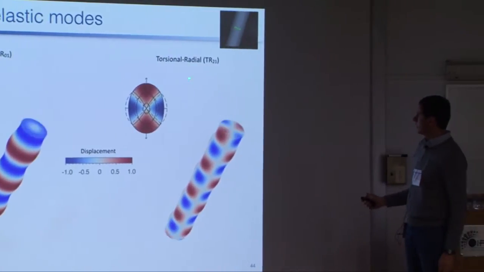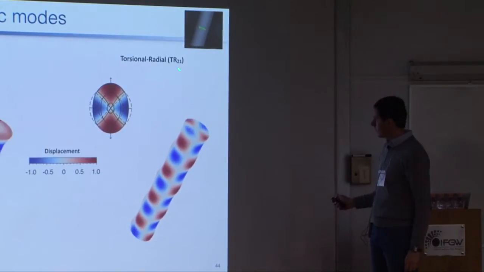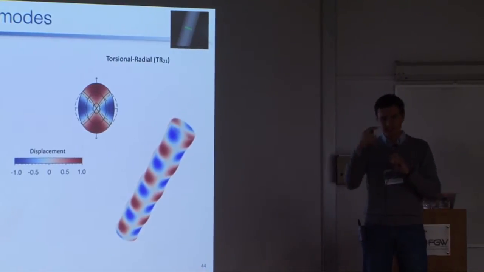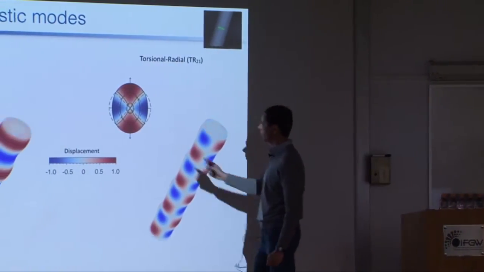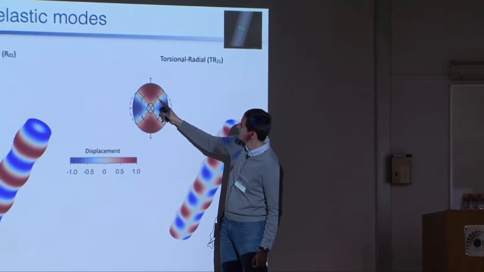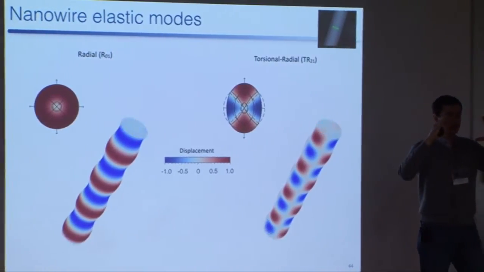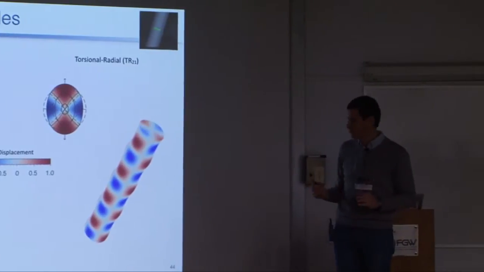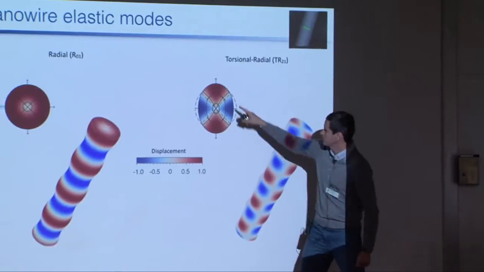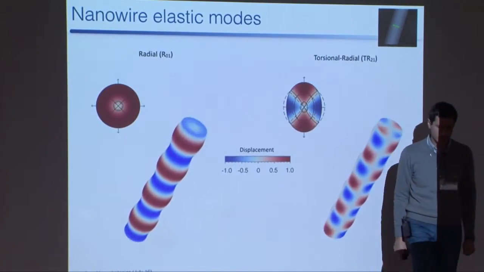The other family is torsional radial modes. This family has not only the radial component in the axial, but it also has an azimuthal component. So you can see that at the same time, it expands out, but it also deforms azimuthally. So the shape transversely also changes. In this particular case, it changes in sort of an elliptical form, right? So it expands out over here and then compresses in this direction here.